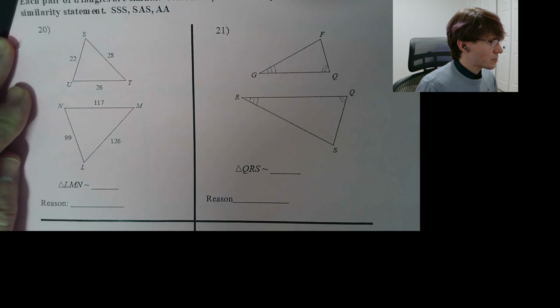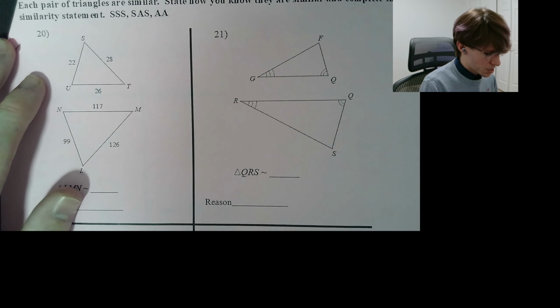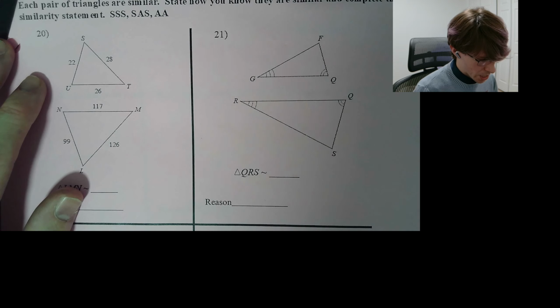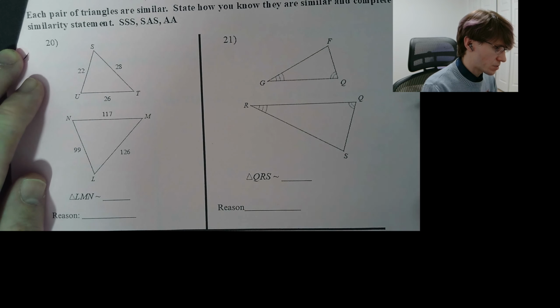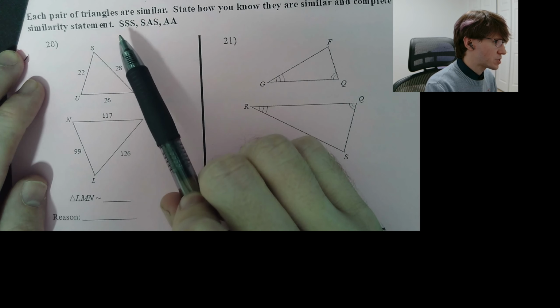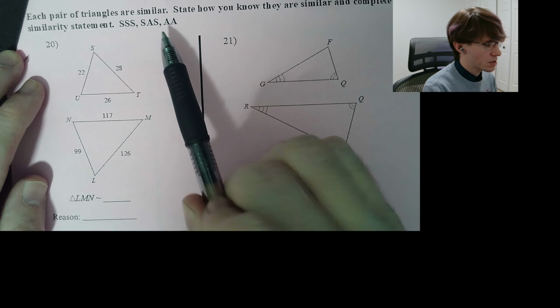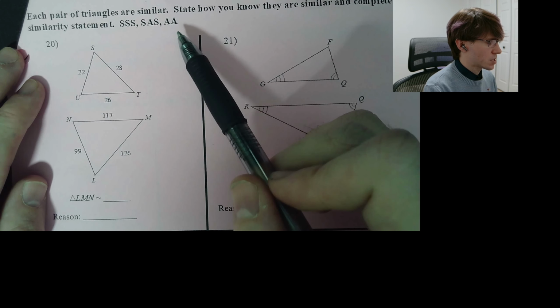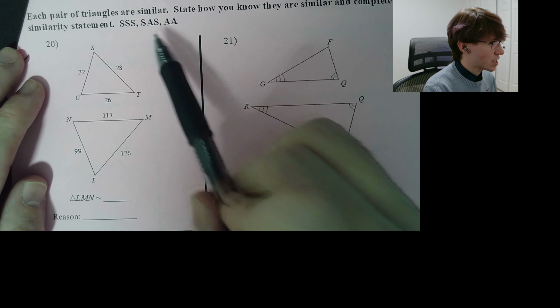So it goes. All right, on this one, this is going to be one of the easiest questions on the test because of the way it was written. You can get the answers really fast, because you only have three options: side, side, side; side, angle, side; and angle, side, angle. Angle, side, angle's not even there. Side, side, side; side, angle, side; and angle, angle.